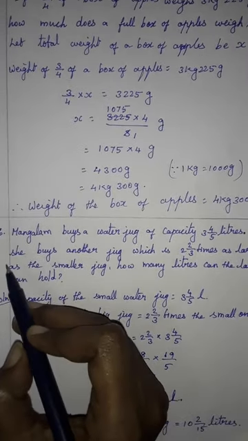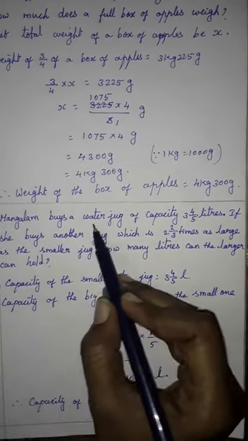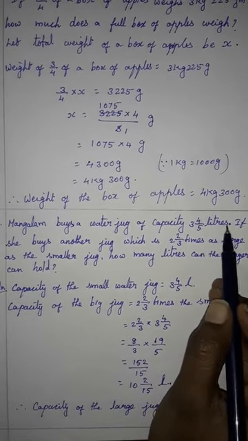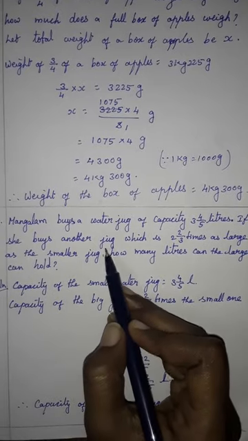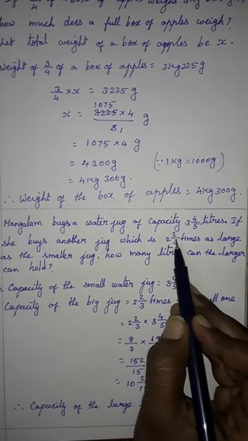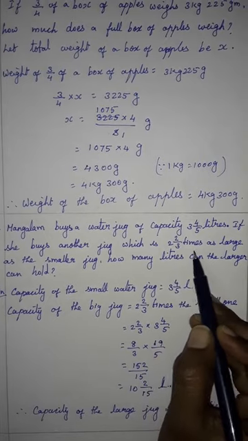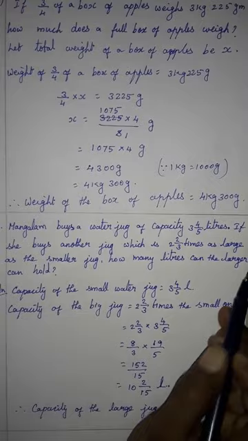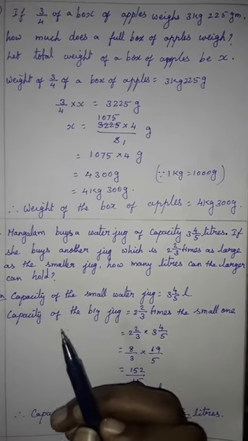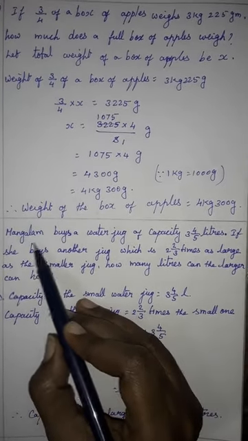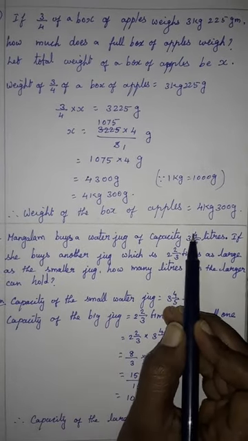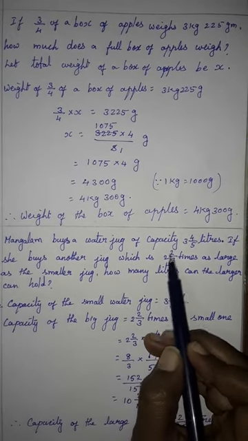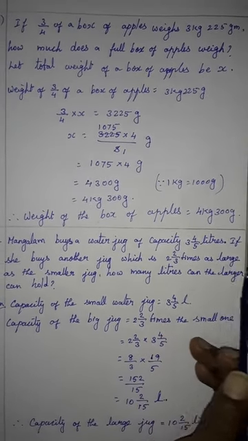Let's see one more sum today. Mangalam buys a water jug of capacity 4 by 5 liters. If she buys another jug which is 2 by 3 times as large as the smaller jug, how many liters can the larger jug hold? In this sum, first Mangalam buys a smaller jug of capacity 4 by 5 liters, and she buys another jug which is 2 by 3 times larger than the first jug.